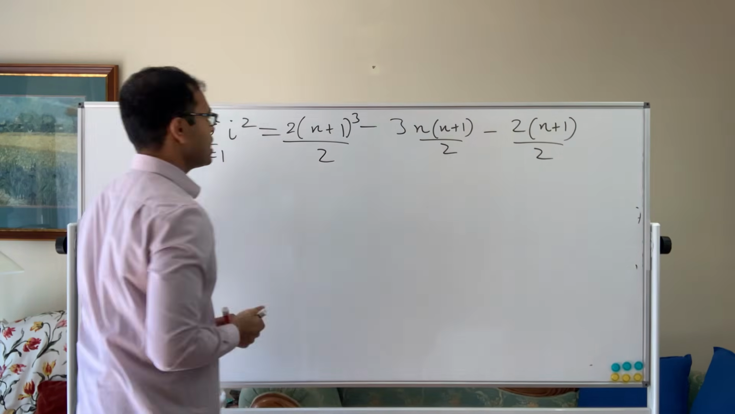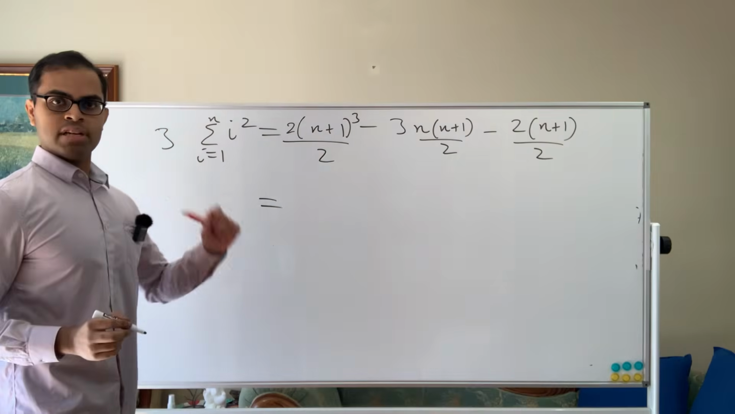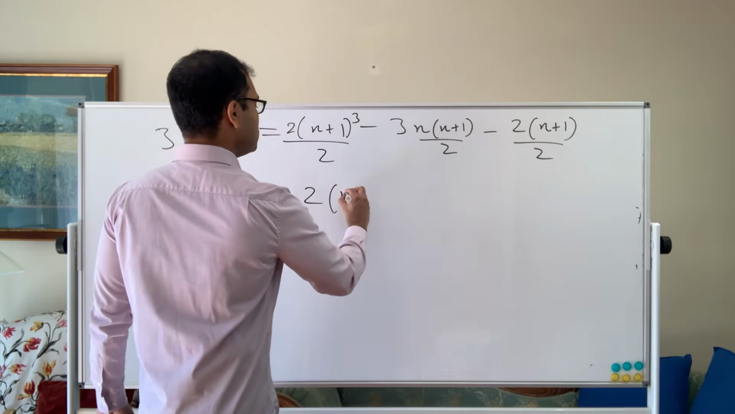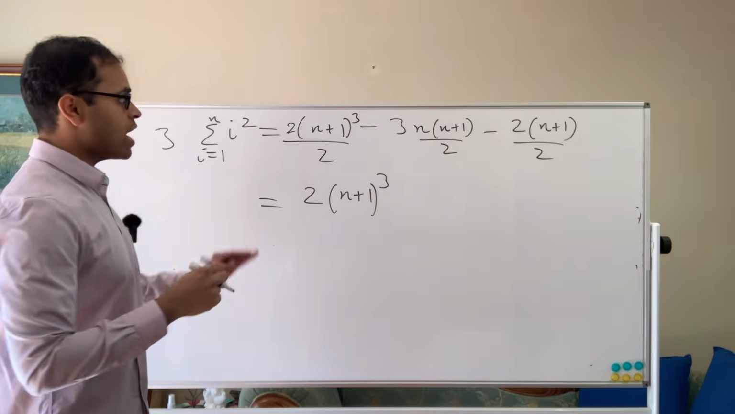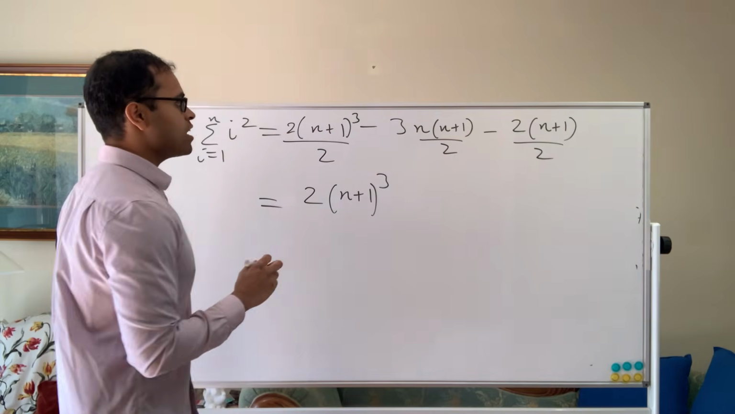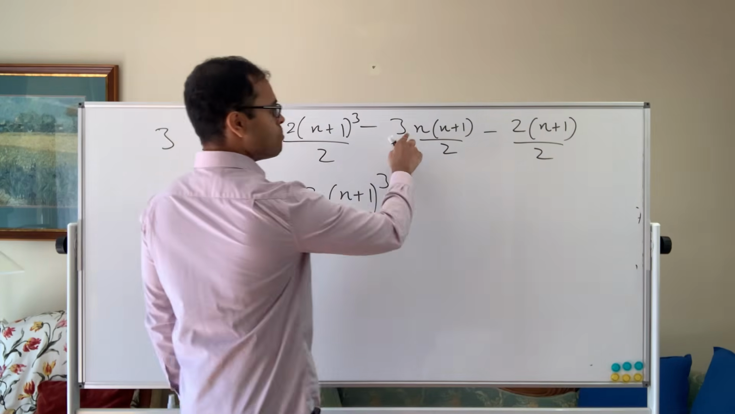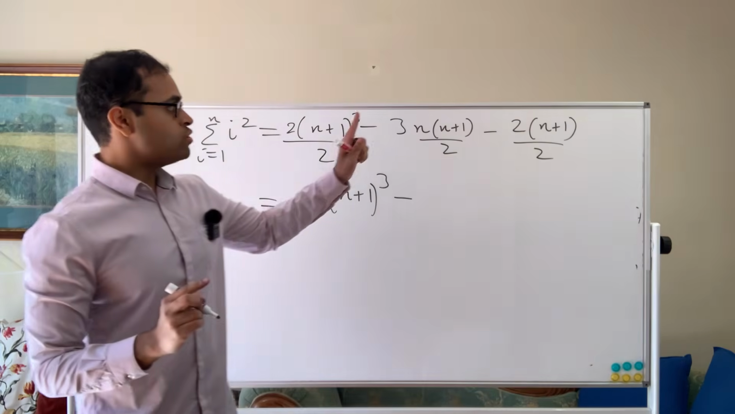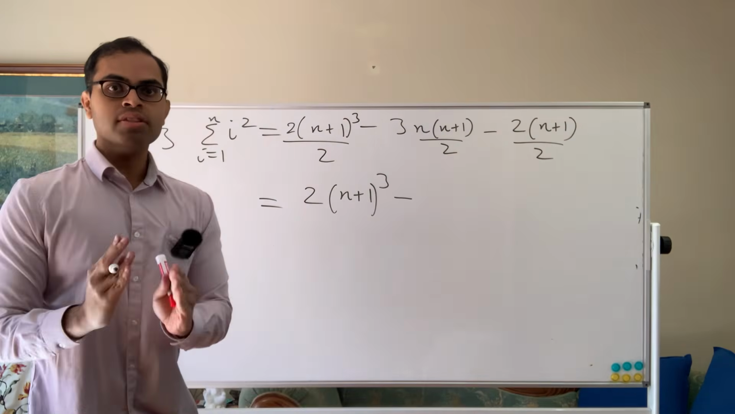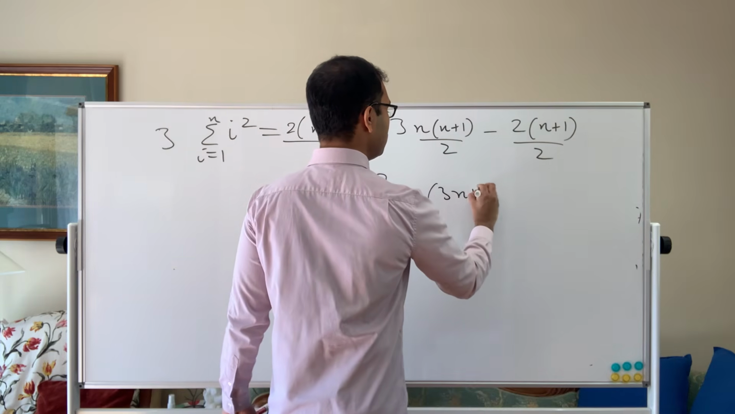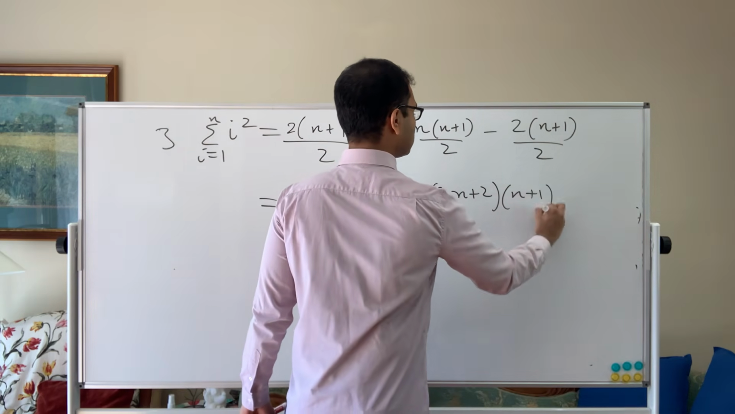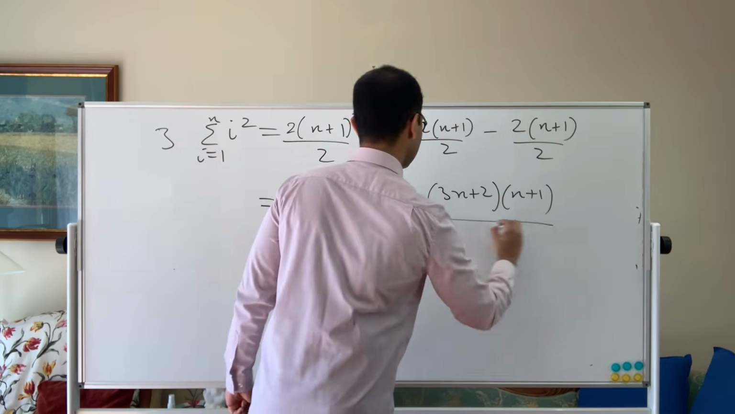So let's do that. So here we're going to get 2 times (n plus 1) cubed. Okay, so 2 times (n plus 1) cubed, and this is a trick, so watch for just clever factoring. Rather than expanding everything out, we can directly factor. So here it's going to be minus 3n times (n plus 1) minus 2 times (n plus 1). So you factor out the n plus 1. So you get minus (3n plus 2) times (n plus 1). Okay, so this is all divided by 2.